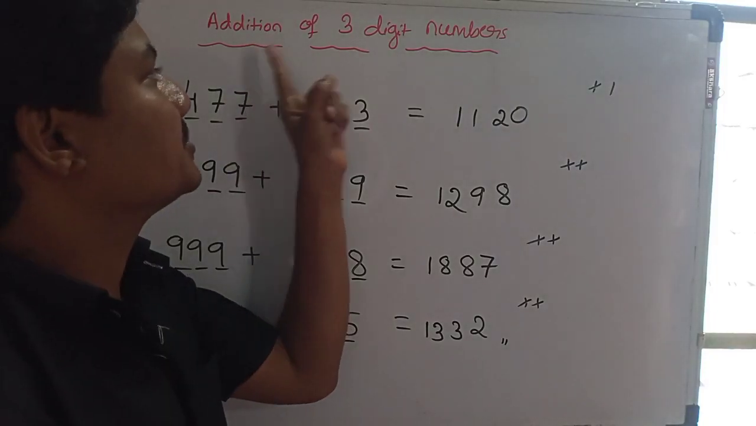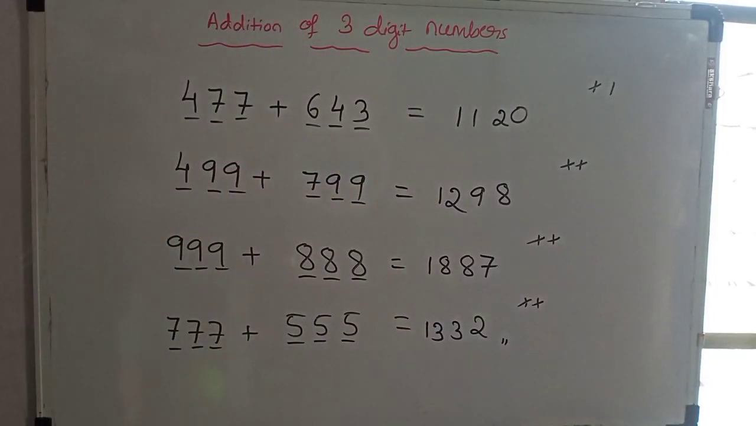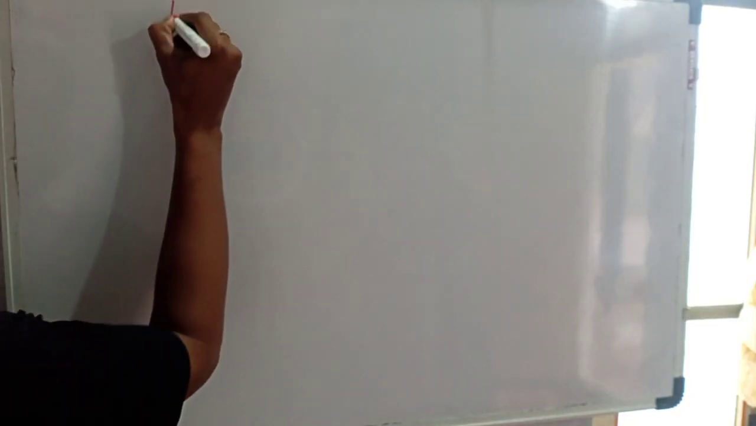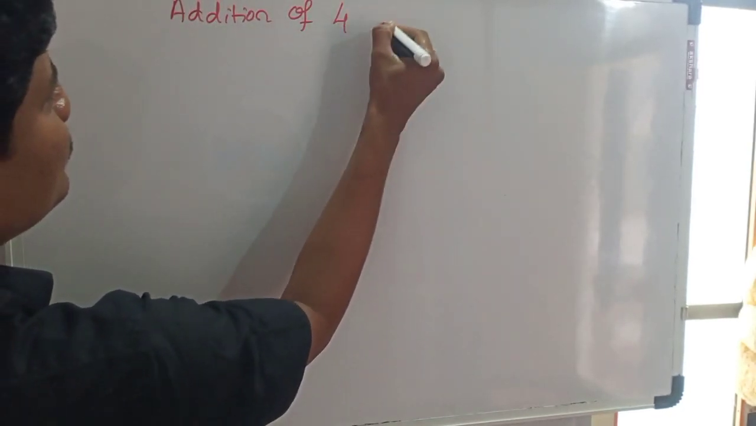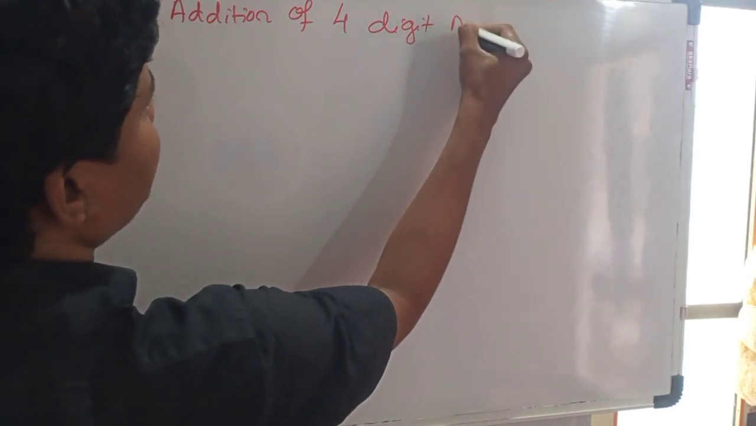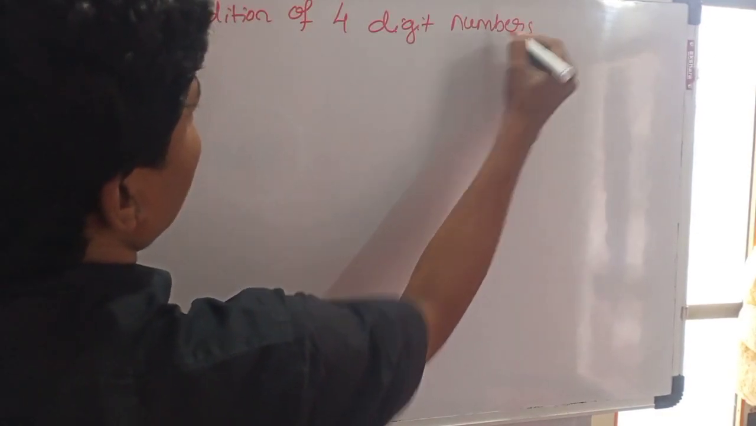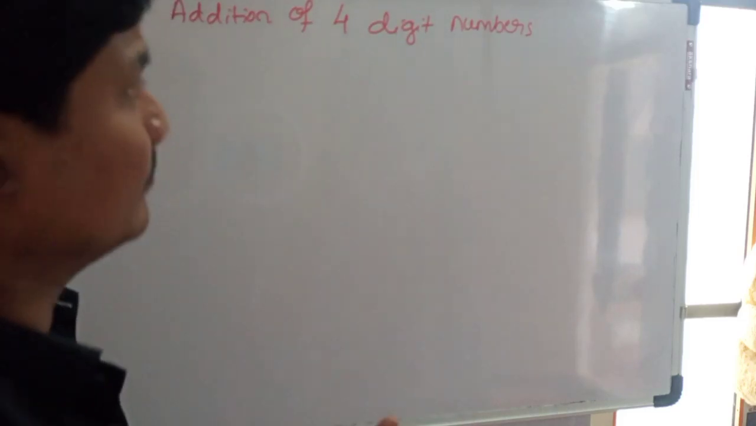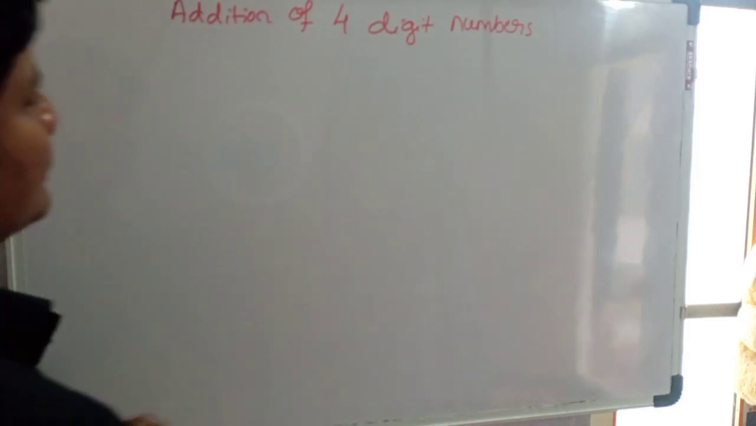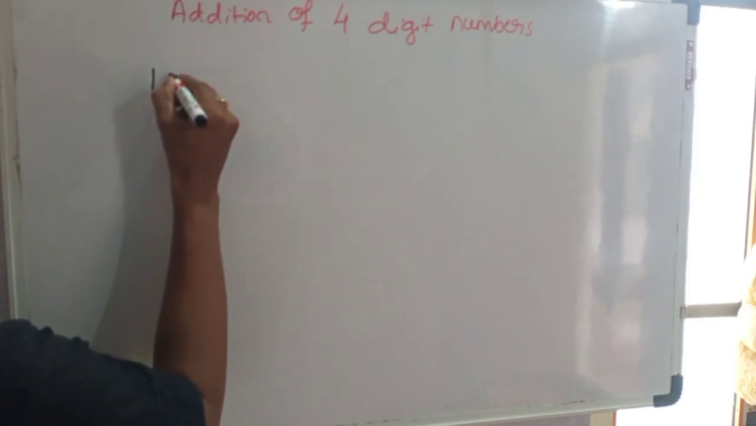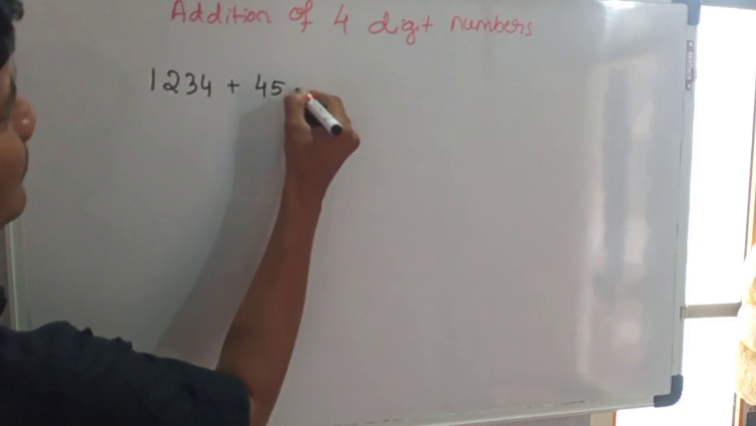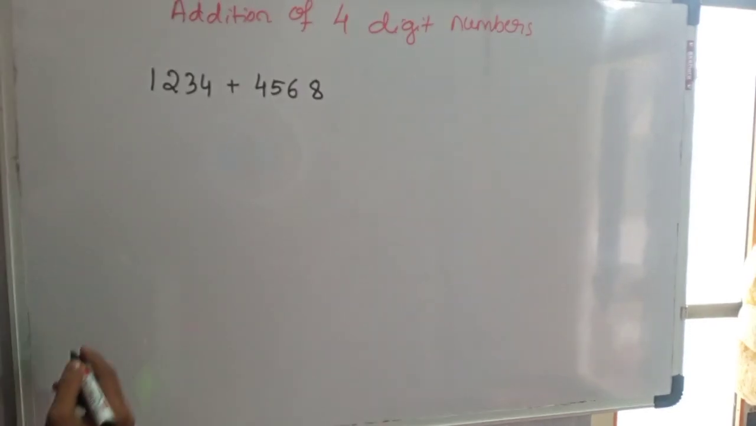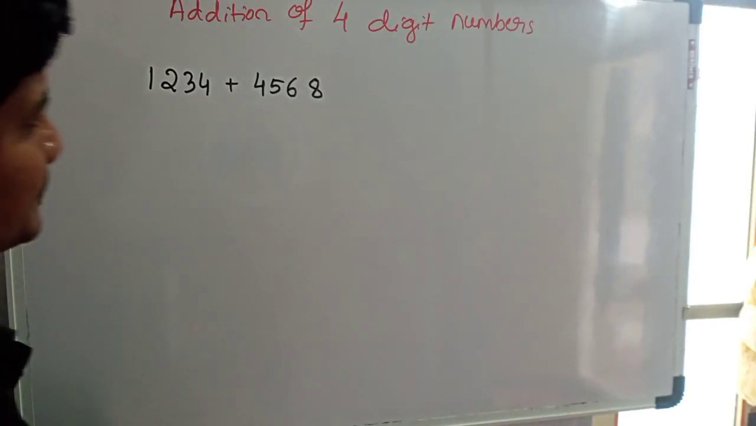This is how we can add 3-digit numbers. Let us proceed with the next type of addition, that is addition of 4-digit numbers. How to add 4-digit numbers? By the same method. We are going to take 4-digit numbers: 1234 plus 4568. I'm taking these numbers.